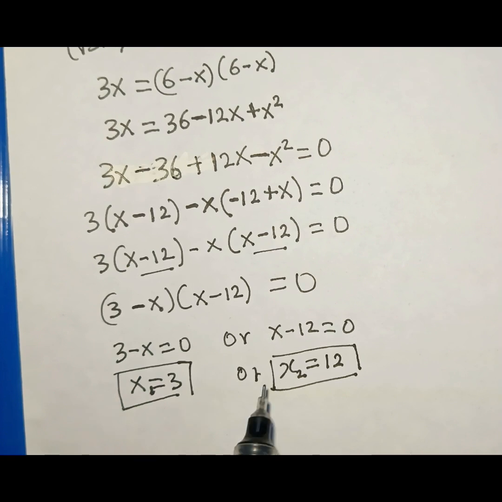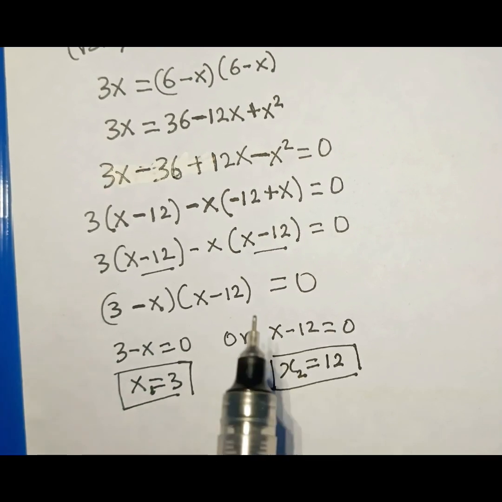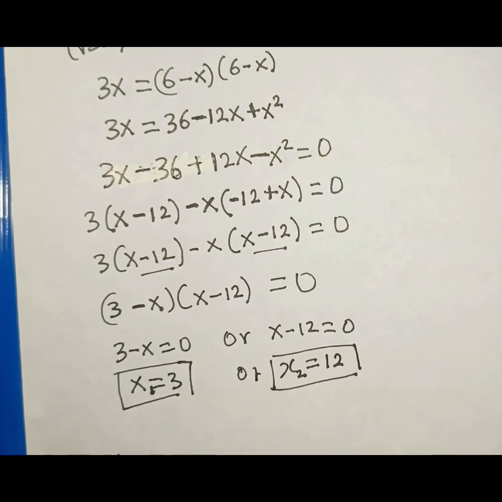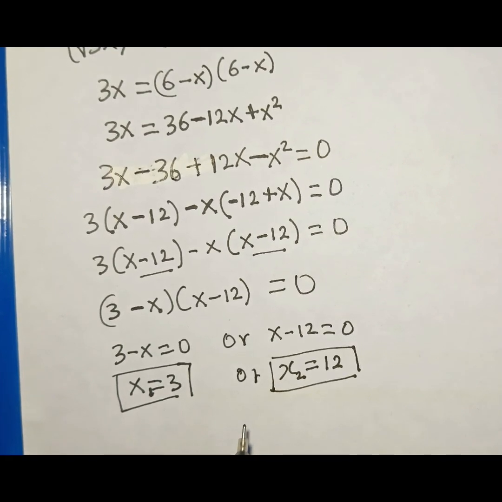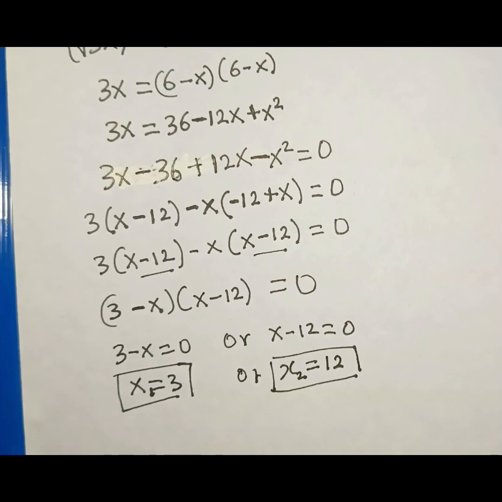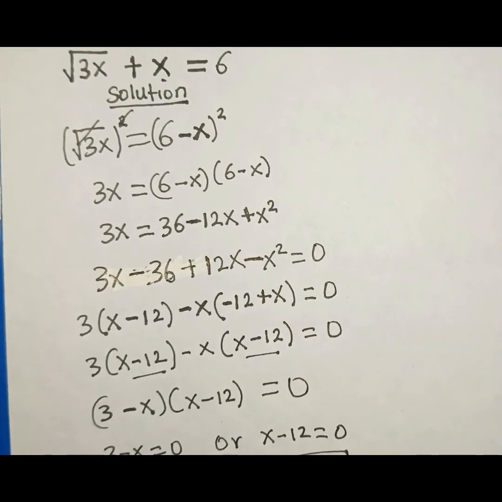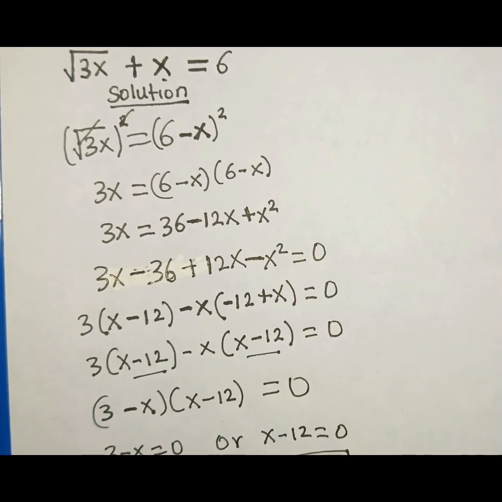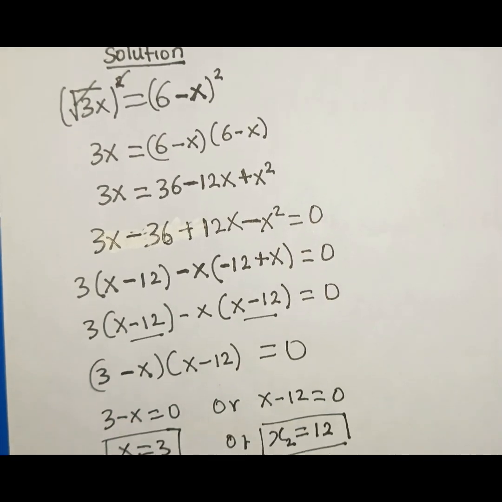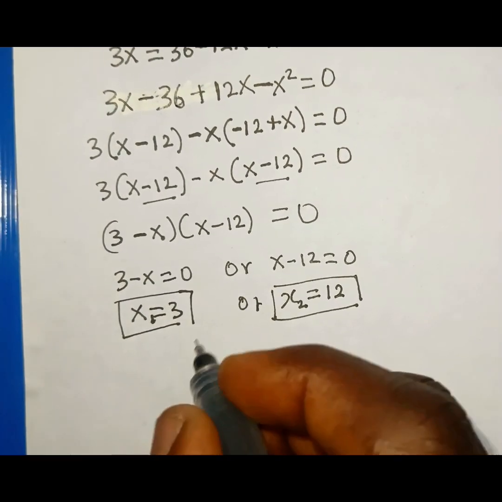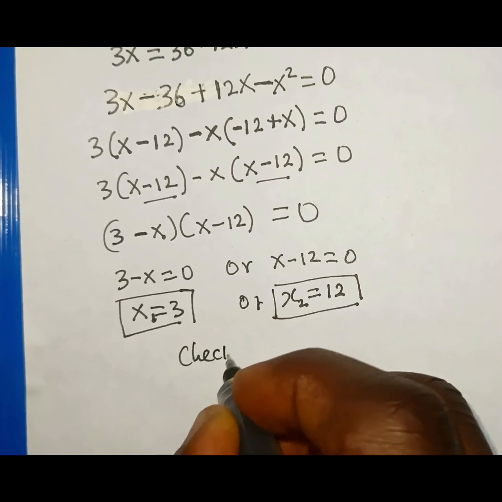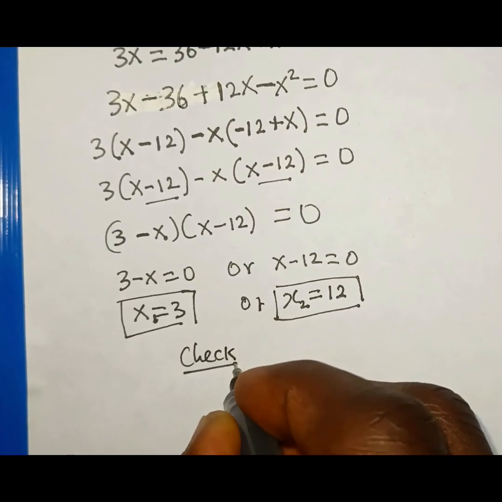But whenever you solve a radical equation, don't quickly conclude that the two solutions will satisfy the equation, especially if the solutions are more than two. So you need to substitute the values you solved back into the original equation to see whether the right hand side is going to be the same as the left hand side. Now we're going to copy the original question, so we're going to check if these two solutions satisfy the equation.